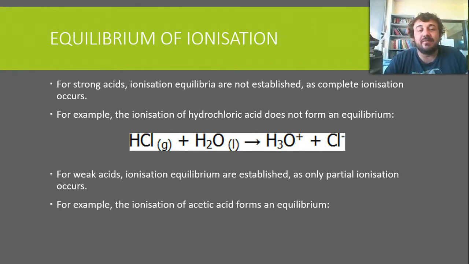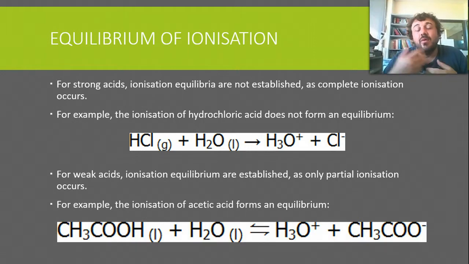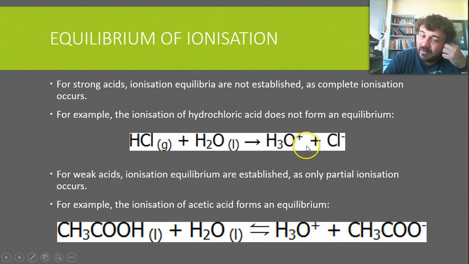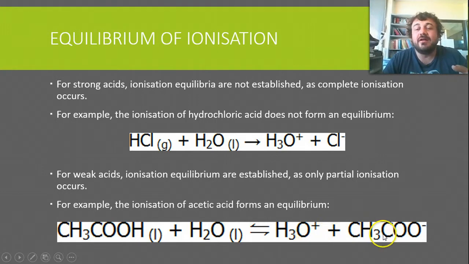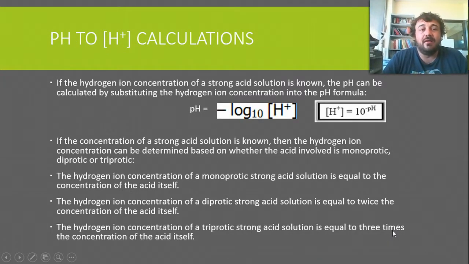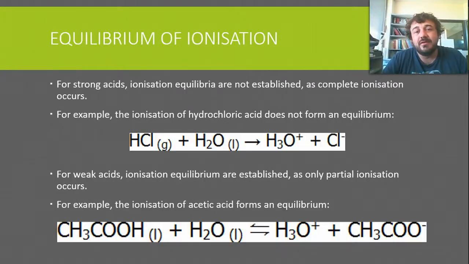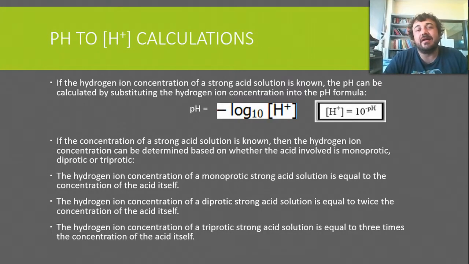Now, what this means is with ionization of acetic acid, we will form an equilibrium. Okay, so here's our acetic acid or ethanoic acid plus the water. We now get a hydronium ion, and these both have aqueous next to them. So we get a hydronium ion and our anion. All right, so that's equilibrium of ionization. It's super straightforward. Now let's look at some calculations.